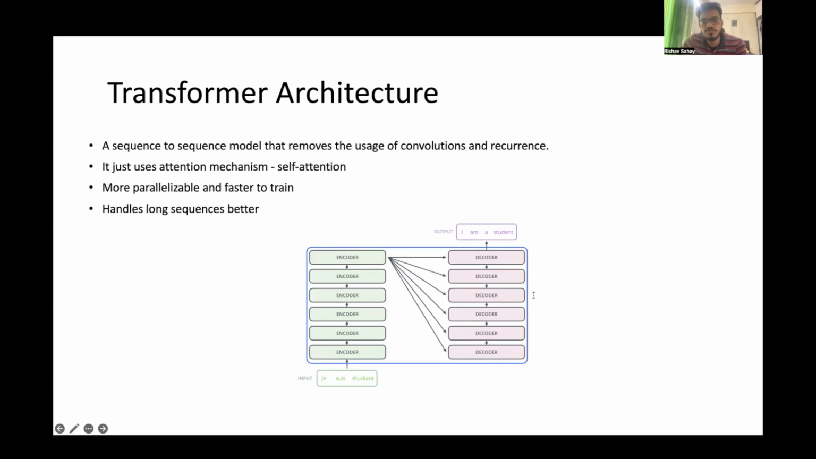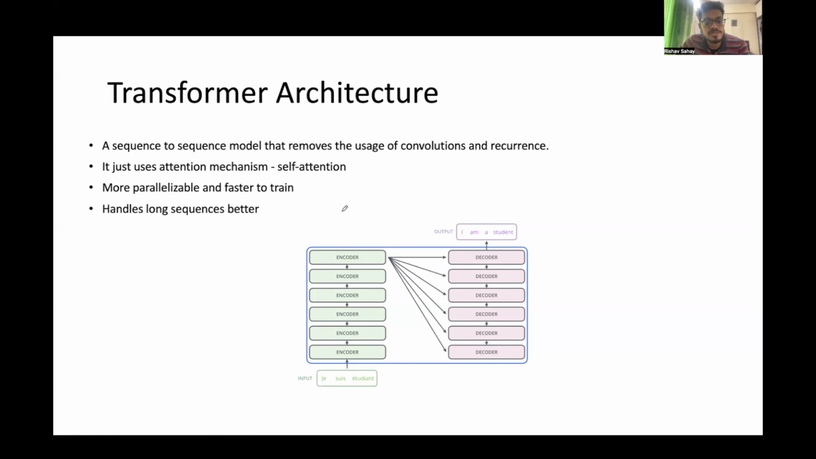Let's start with the core of modern generative AI, the transformer architecture. It is a sequence-to-sequence model that eliminates the need for convolutions and recurrence. Instead, it relies on the attention mechanism, specifically self-attention. It consists of an encoder and a decoder module as depicted in the diagram. It was introduced for the task of machine translation, wherein the encoder's task was to encode the input source language text, and the decoder would generate the translation in the target language.